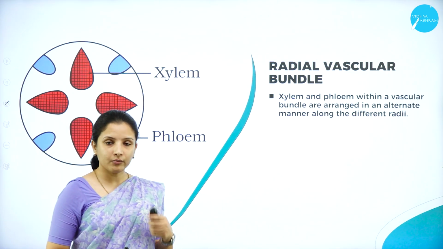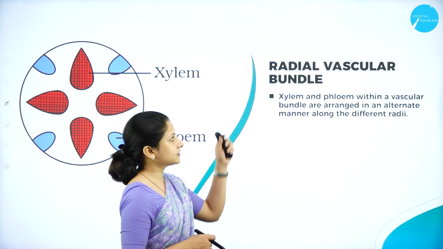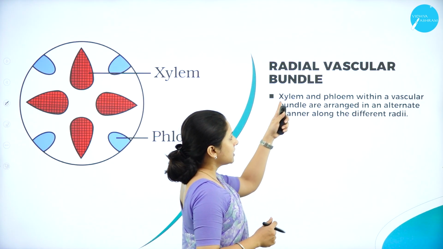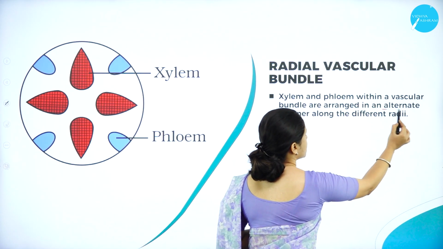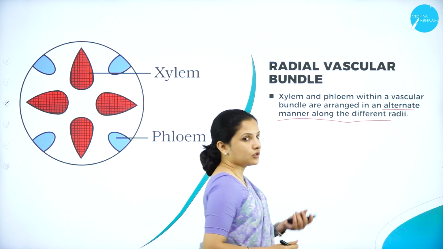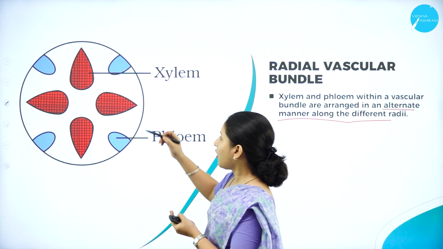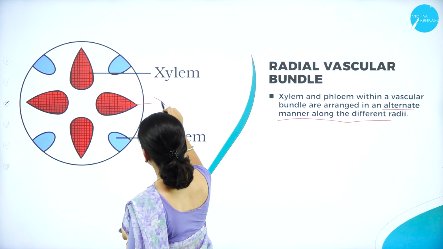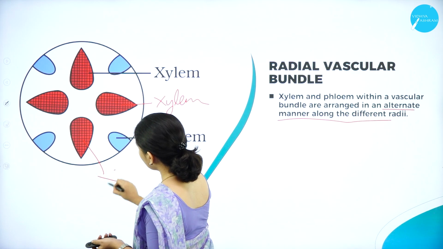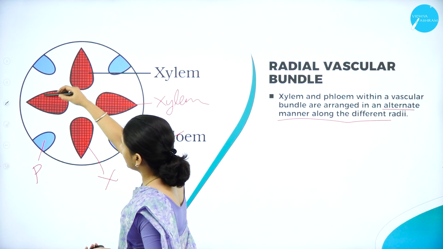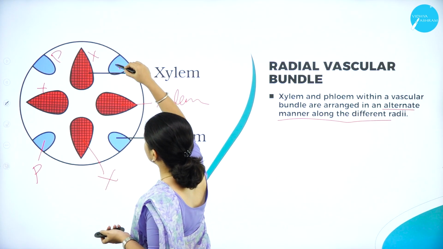So next, moving on to one more kind of arrangement of vascular tissues in a plant body, that is the radial vascular bundle. Here, the xylem and the phloem present in a vascular bundle are arranged in an alternate manner. That is, one portion will be xylem and the other portion will be phloem. So if this is the xylem, then alternating to it is the phloem. Again xylem, alternating to it is the phloem. Again xylem, then phloem. Again the xylem, alternating to that is the phloem.